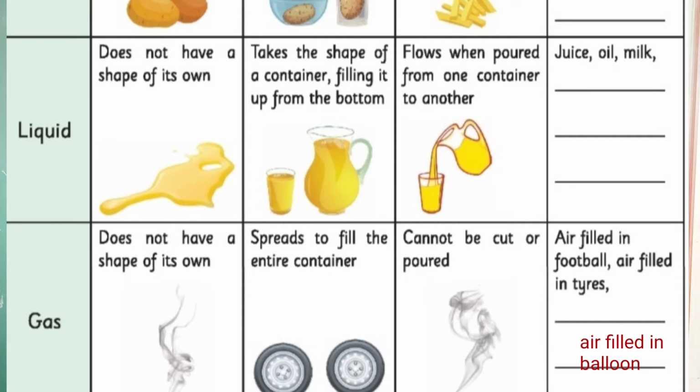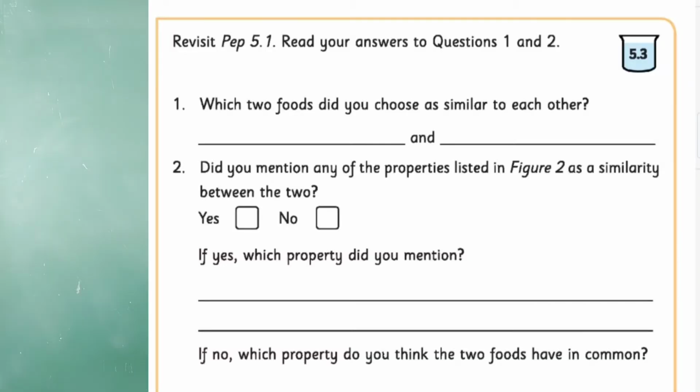Next activity 5.3. Revisit PEP 5.1. Read your answers to questions 1 and 2. First one, which two foods did you choose as similar to each other? In PEP activity, we have seen two foods are similar to each other.